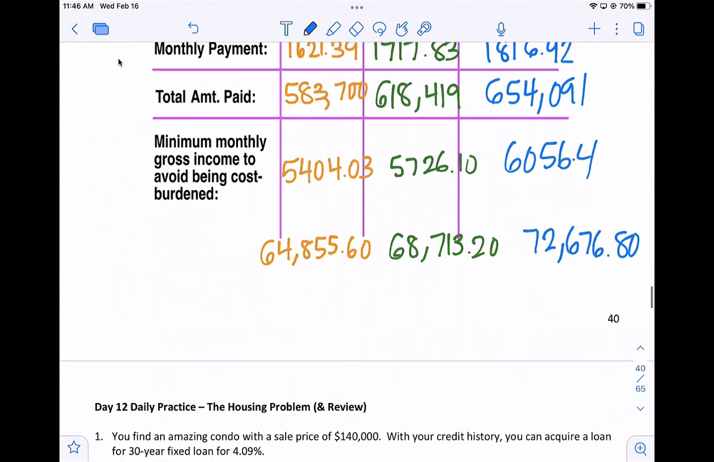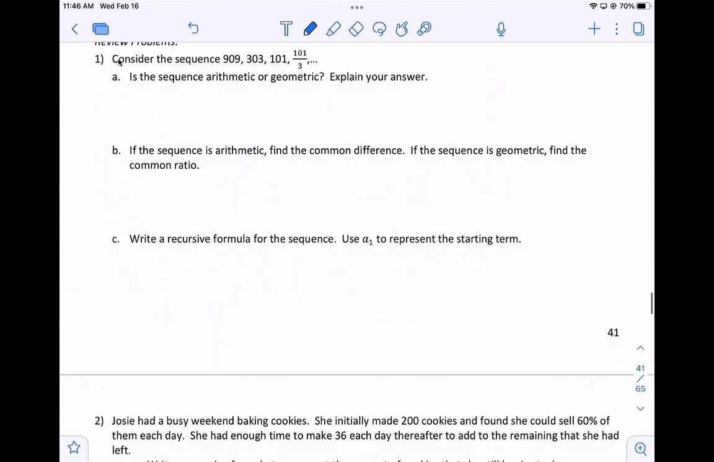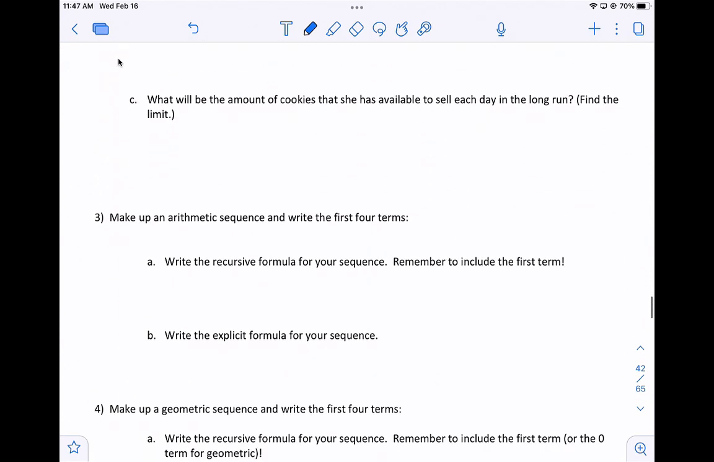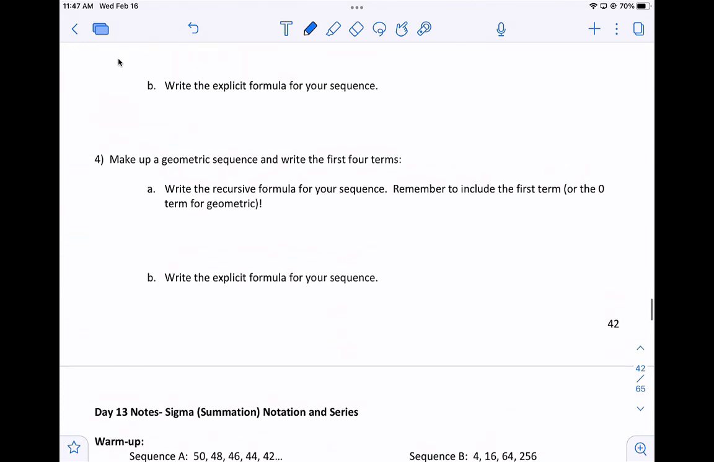All right, so your assignment is review. There's one problem you'll need the calculator for, but the rest you can do without. So you're going to finish up to page 43.